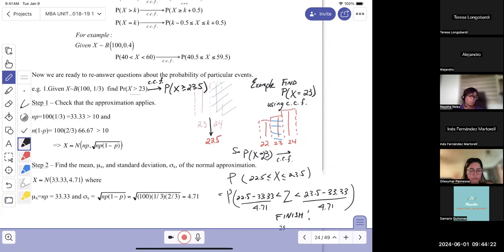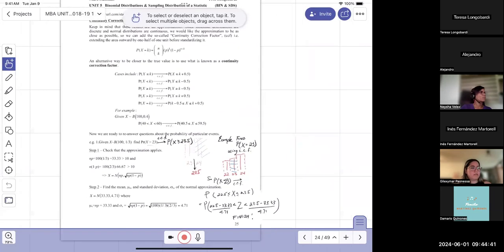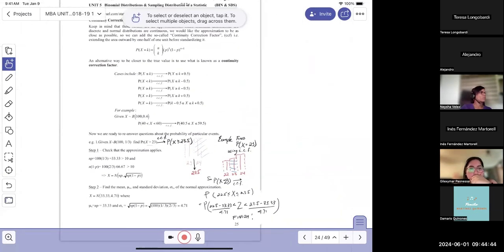So that's the continuity correction factor. Again, I'm not going to have that on the exam, but it's important that you understand anomalies like this situation. And that's how I'm approaching it. So if you see something like this, that's how you deal with it. Okay, so remember that. That's at about 40 or 45 minutes in the video, if you want to see it again.